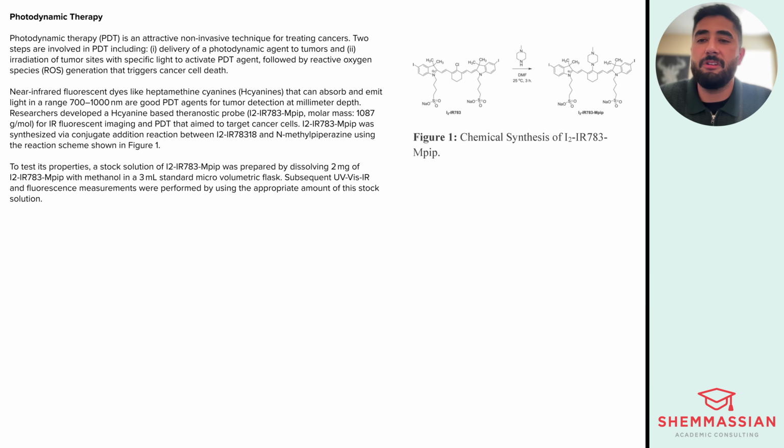Subsequent UV, Vis, and IR fluorescent measurements were performed by using the appropriate amount of this stock solution. This is a pretty nice, easy, straightforward paragraph. I think the only things that I'd be paying attention to here are just some of the numbers. The things that I would highlight here would be 2 milligrams MPIP, methanol, 3 milliliters. And that's about it.